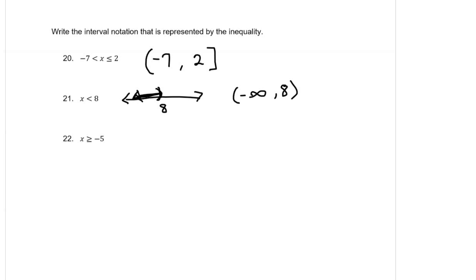Problem 22, x is greater than or equal to -5. So a quick sketch shows me that I am looking at all the numbers that are bigger than -5 or equal to -5. So I'm going to have a bracket here. And again, when I do my interval notation, I'm looking at my graph from left to right. So from -5 to positive infinity.